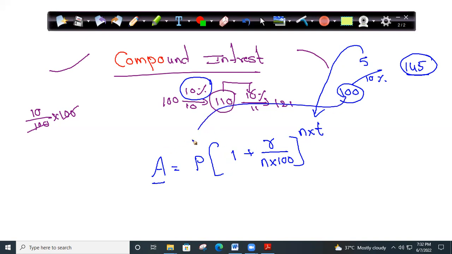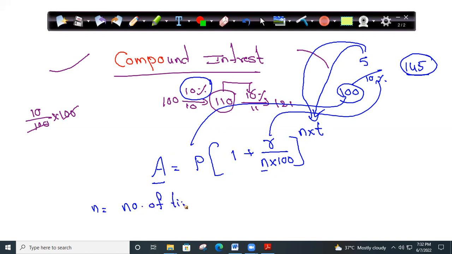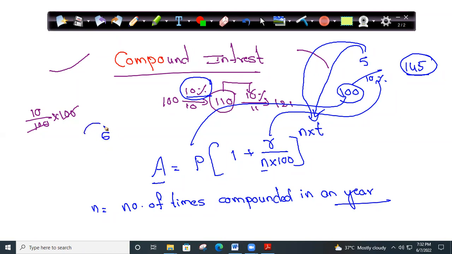P is the amount that you give. R is the rate of interest. T is the time in years. Then what does this N stand for? N stands for the number of times compounded in a year, most important. It is not required that I compound after 1 year. I can compound even after 1 month. I can even compound after every 6 months. If I'm compounding after every 6 months, in 1 year I'll compound 2 times.